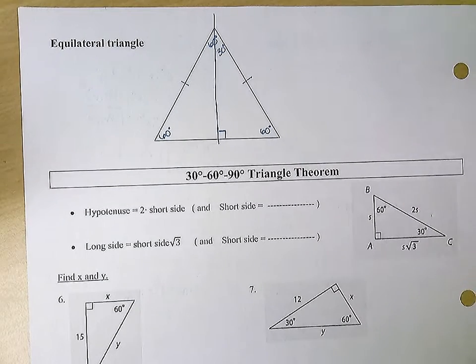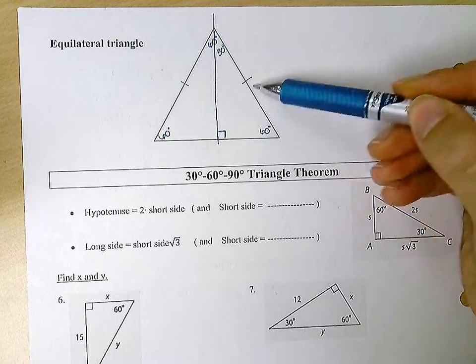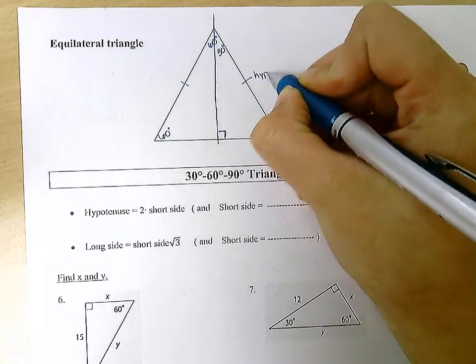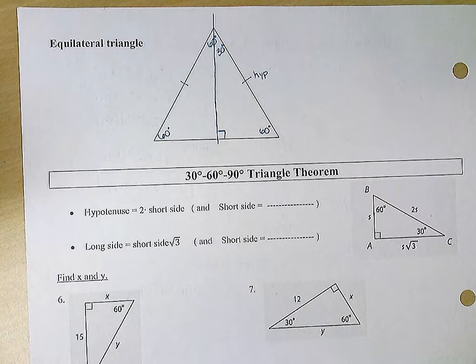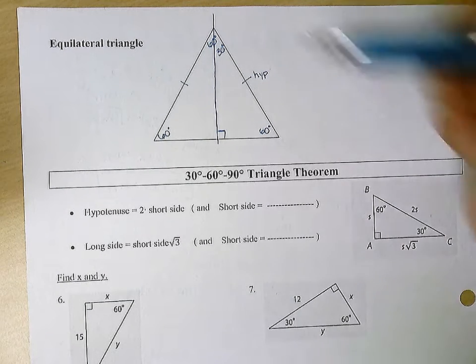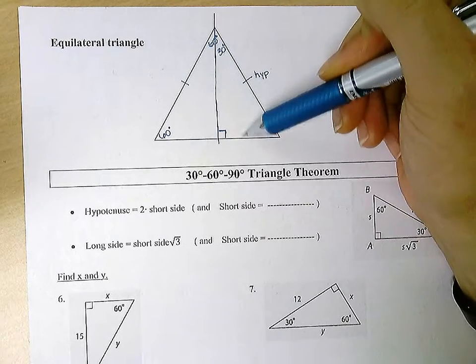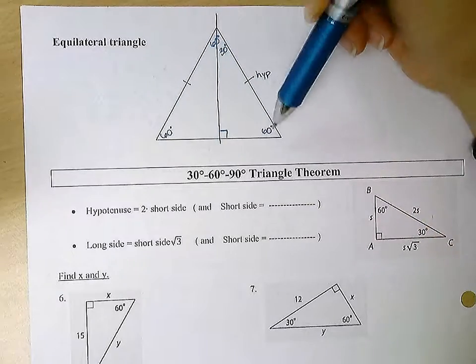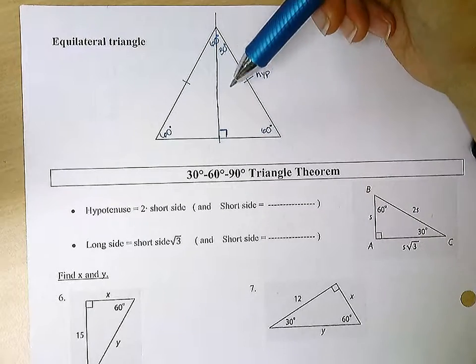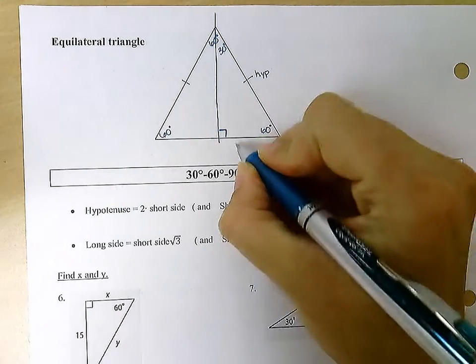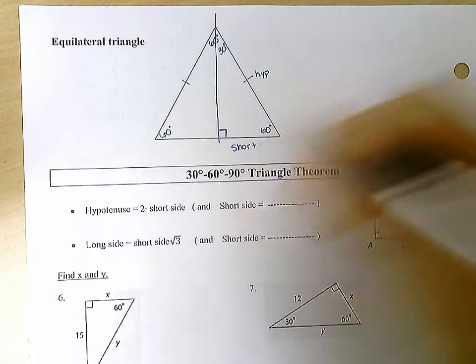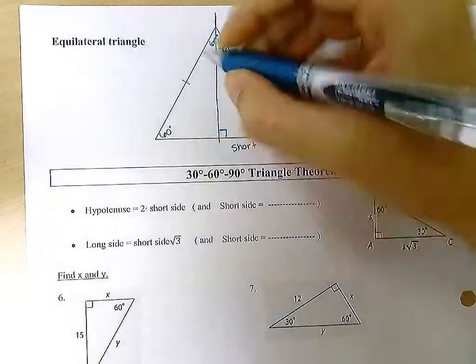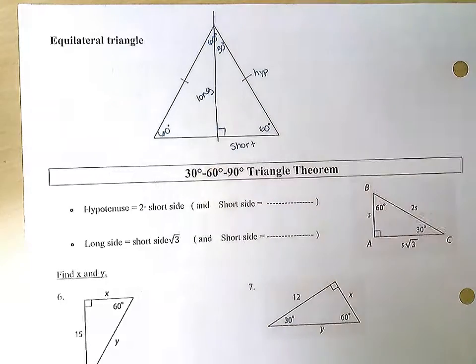So just like before, I'm going to label my sides. Opposite the 90-degree angle is the hypotenuse. Now, instead of labeling the other 2 sides as legs, I'm going to label one side as the long side and one side as the short side. Your short side is always the side across from your 30-degree angle, and your long side is always across from your 60-degree angle. So this is the short side, and this is the long side.